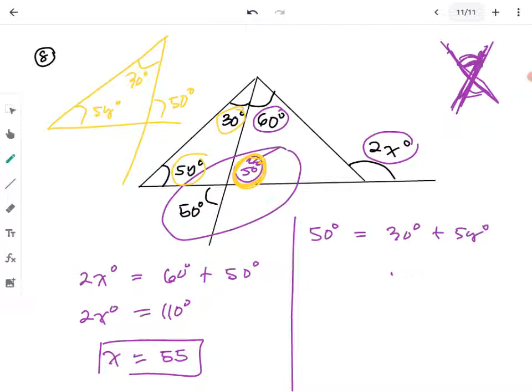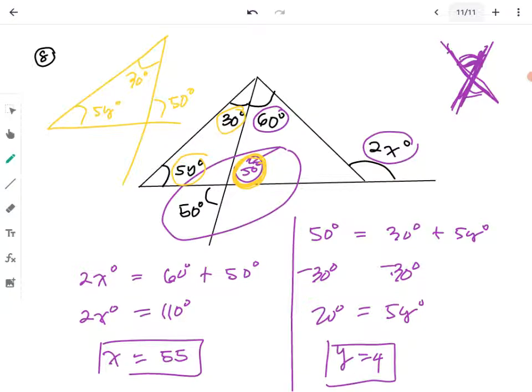Exterior angle of a triangle. So subtract 30 degrees, and we say 20 degrees equals 5y degrees. Dividing both sides, 5 times something gives us 20. That is simply y equals 4. So that's a little bit advanced, not really that advanced, an intermediate problem using the exterior angle of a triangle. That's all.